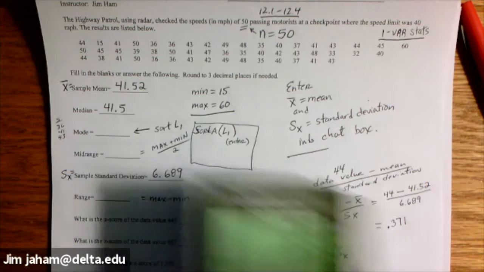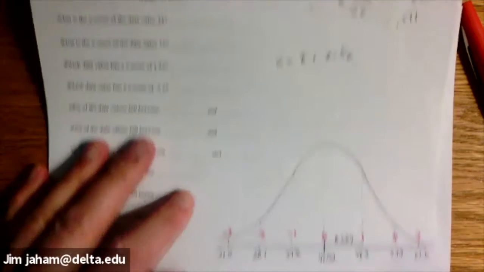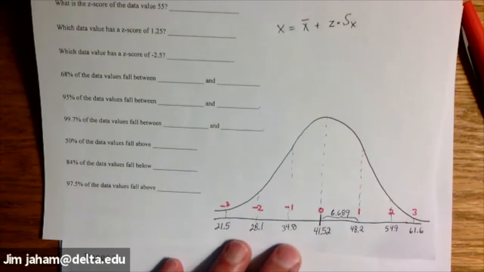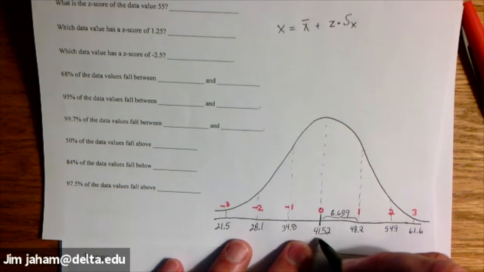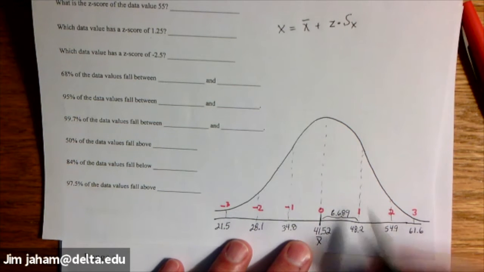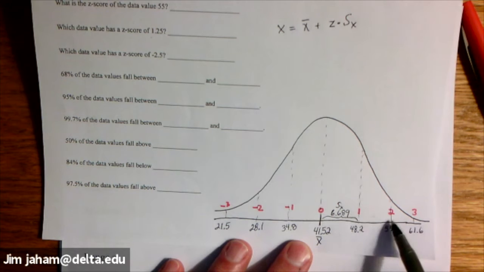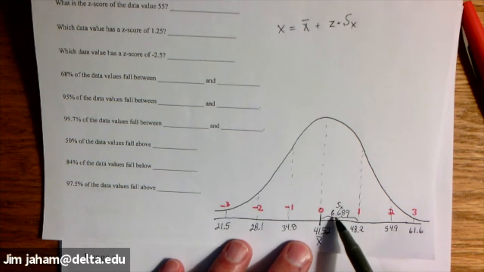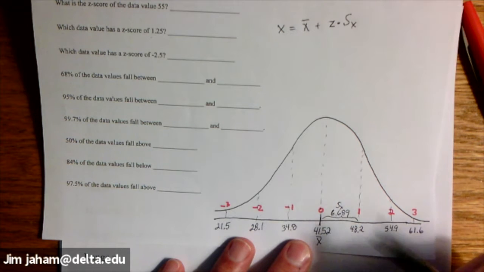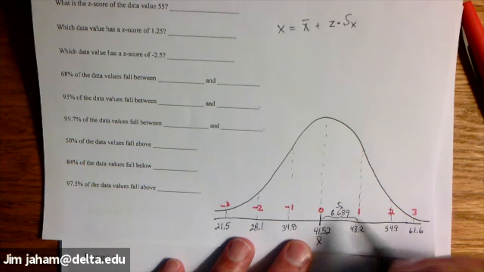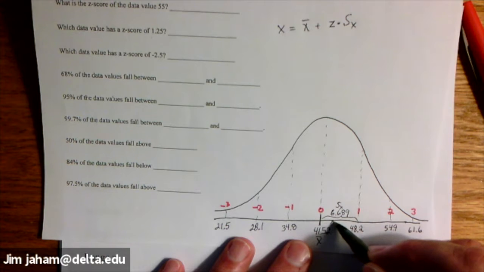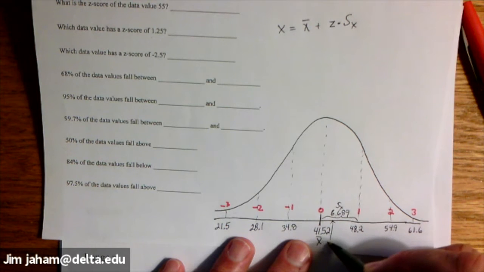Now let's go down to the graph. If you put the mean right here in the middle, and then you add the standard deviation once, twice, 3 times. By the way, I rounded these numbers. I think I probably used 6.7 here. 44, here's 41 and a half, and here's 48. 44 would probably be about right there.